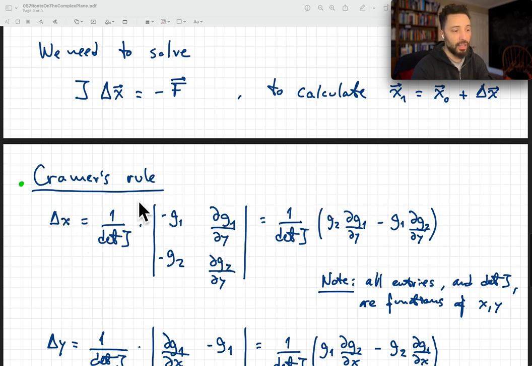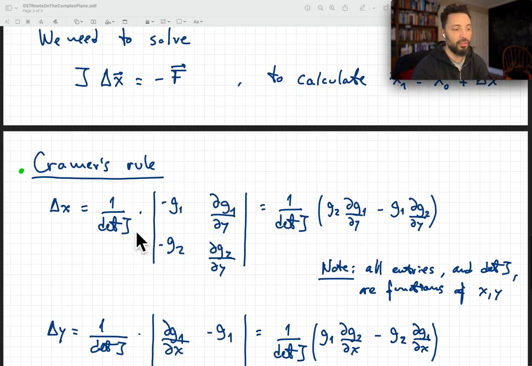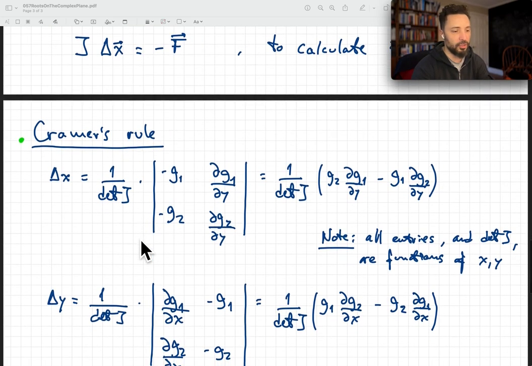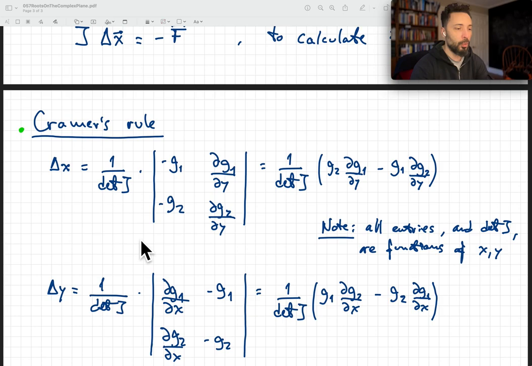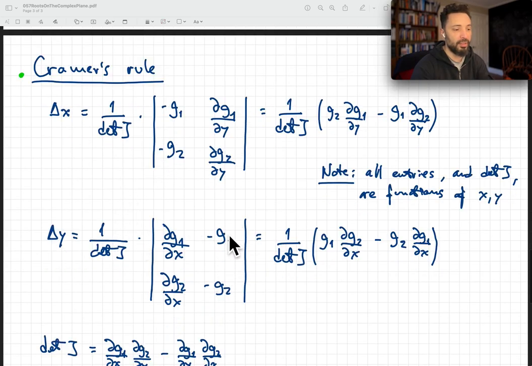So now I wrote this entirely in terms of g1 and g2. I didn't say what the function was. So this will be valid even if your function is not just z squared minus i. This will be valid for other functions as well. If you have z cubed, z to the fourth, some other complicated function, this will still hold, and you can use this. And the same with delta y, except that you replace the second column, and so you take this determinant, and if I did everything correctly, this is the result, divided once again by the determinant of J.